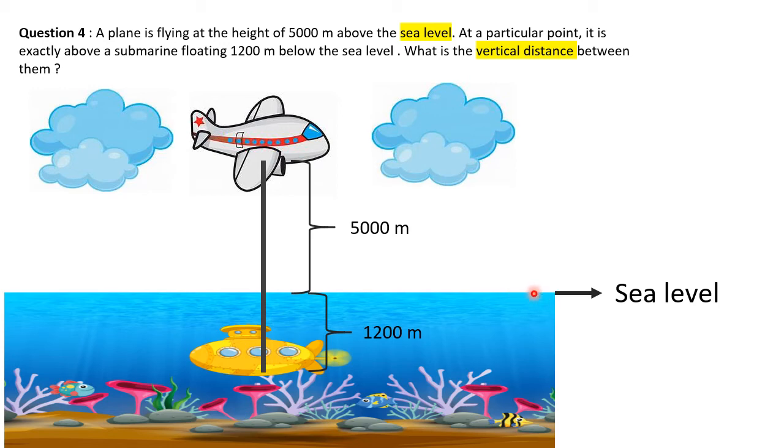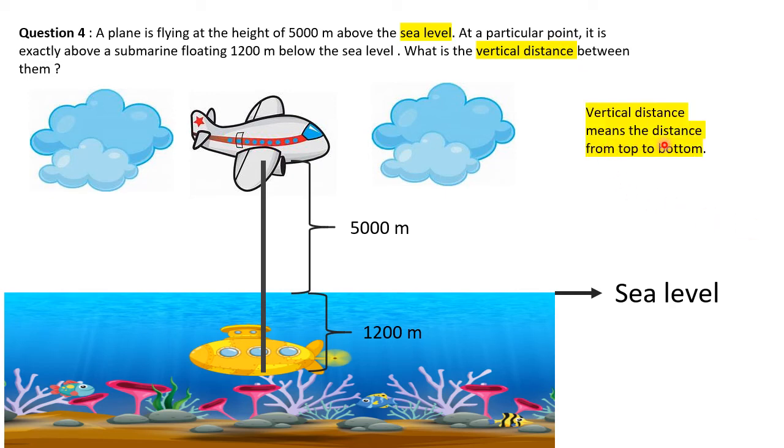So this is the sea level, right? The sea did not start from here, the sea did not start from here. As you can see, the water starts from here, so this is the sea level, right? Now the next word is vertical distance. What is the vertical distance? Let's see.